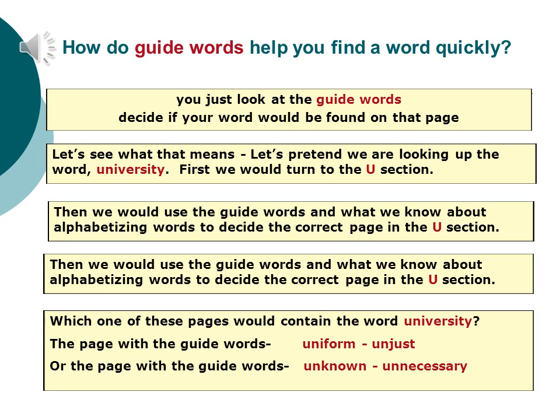Now here is a question for you. Which one of these pages would contain the word university? Is it the page with the guide words uniform to unjust? Or is it the page that starts with the guide words unknown to unnecessary?